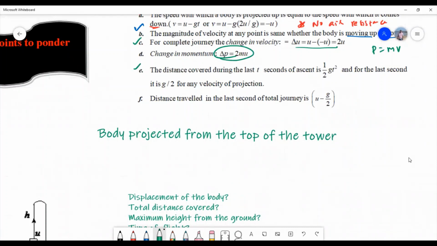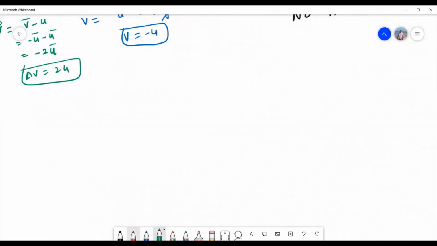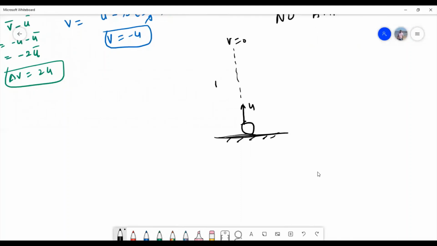The next point says the distance covered during the last t seconds of ascent is half g t square, and for the last second it is g by 2, for any velocity of projection. What does that mean? Let me explain with an example. A body is projected from the ground with a velocity, say u. It rises up, and finally the velocity becomes 0. Let's take the height h.